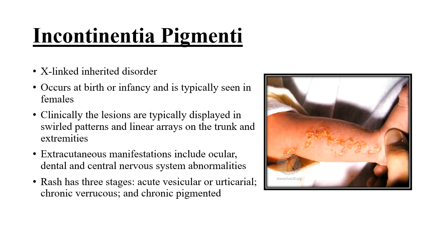Now a few words about incontinentia pigmenti. It is an X-linked inherited disorder which occurs at birth or infancy and is typically seen in females. Clinically, the lesions are typically displayed in swirl patterns and linear arrays on the trunk and extremities. Extracutaneous manifestations include ocular, dental and CNS abnormalities. Now its rash has three stages: acute vesicular or urticarial, chronic verrucous and chronic pigmented. The first stage, acute vesicular or urticarial, shows spongiosis, so we will be talking about it.